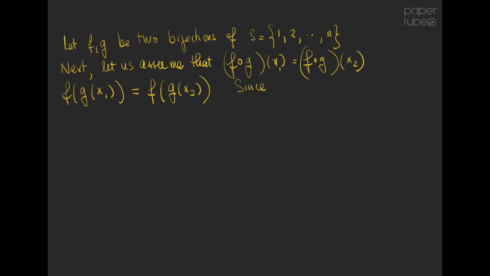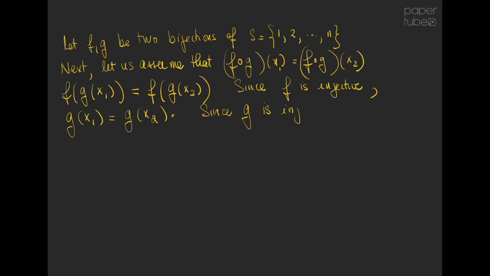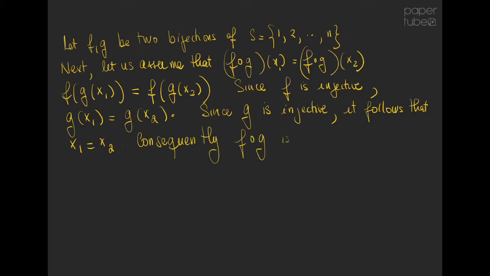And since f is injective, then it must be the case that g of x1 must be equal to g of x2. On the other hand, since g is injective, it follows that x1 must be equal to x2, and consequently f composed with g is injective.